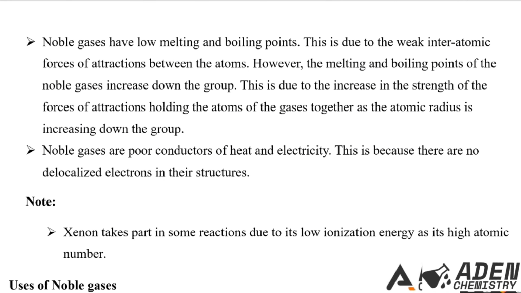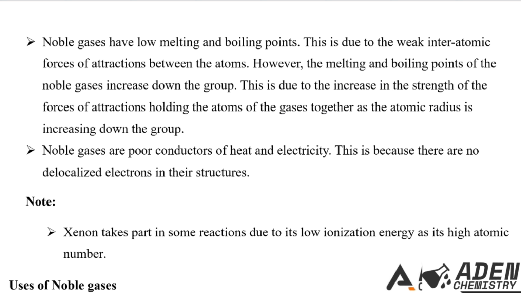So we're saying noble gases have low melting and boiling points. Why? This is due to the weak interatomic forces of attraction between the atoms. However, the melting and the boiling points of the noble gases increases down the group, and the reason is due to the increase in the strength of the force of attraction holding the atoms of the gases together as the atomic radius is increasing down the group.